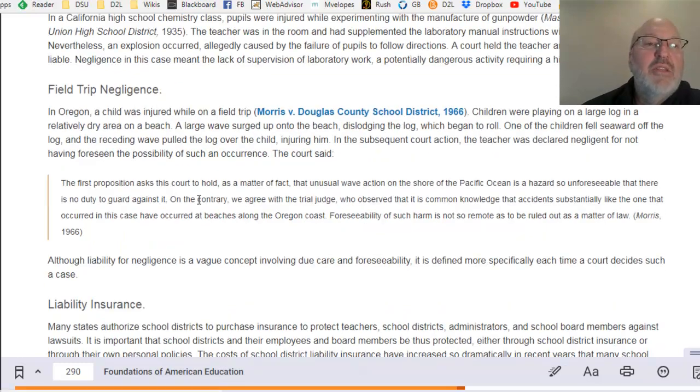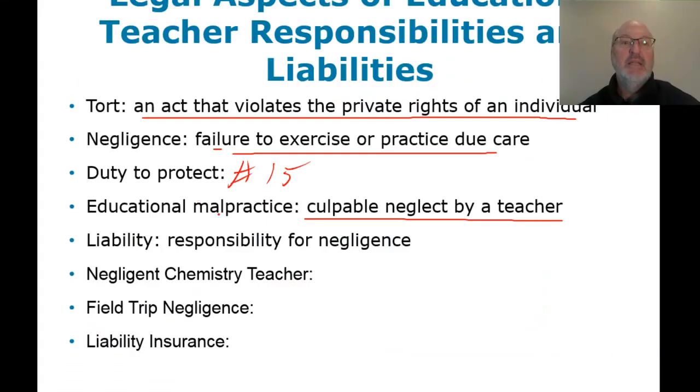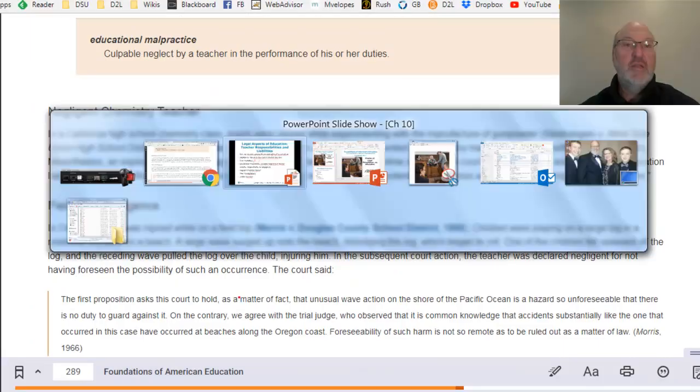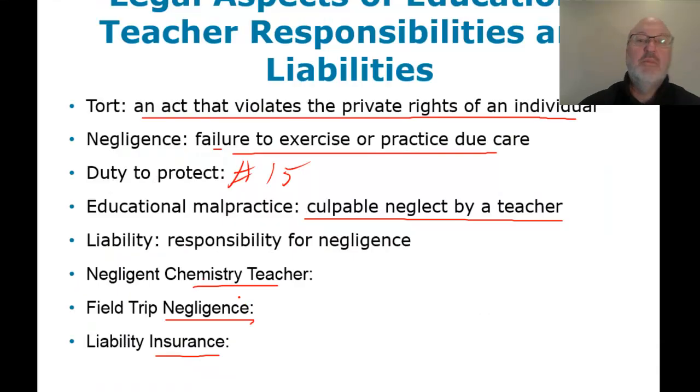And then here you can read this one on the chemistry field trip and liability insurance. I'm going to let you do those, and that's going to be number 16.